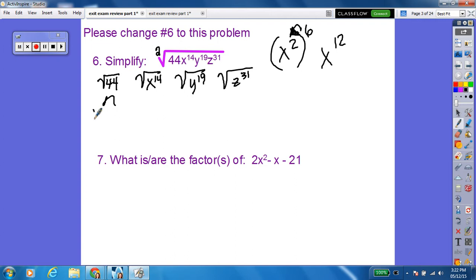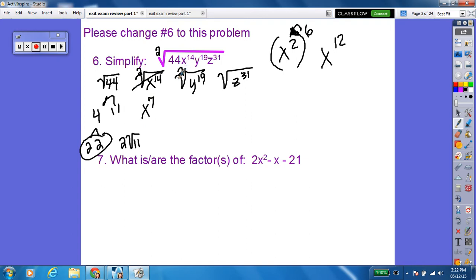So 44, we break that down looking for our perfect square, and there it is. So 44 is 2 square root of 11. We'll save that for later. Now, like I said, this is a square root, so what you're going to do is divide. Any whole answers come out from underneath the square root. Any remainders stay in. Well, 2 goes into 14 exactly 7 times with no remainder. So there is no longer an x in your square root.